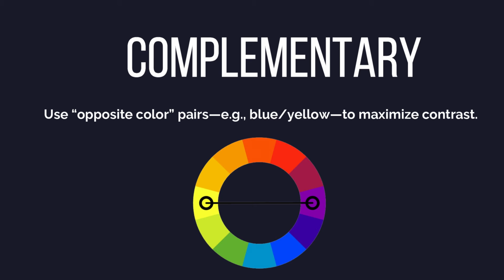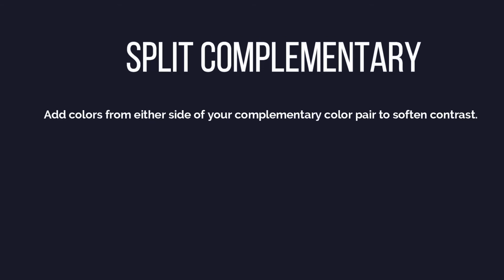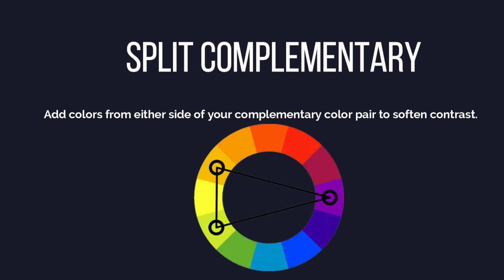Now, the number 4 is the split complementary, or you call it the compound harmony. So this is when you add colors from either side of your complementary color to soften contrast.